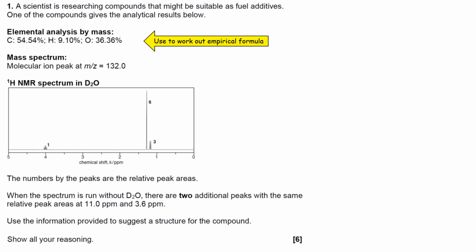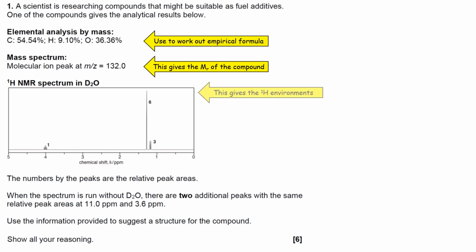We can use the elemental analysis by mass to not only work out which elements are present, but also the empirical formula. The molecular ion peak on the mass spectrum, the m/z value, tells us the Mr of the compound. So those two things together will allow us to work out the molecular formula.